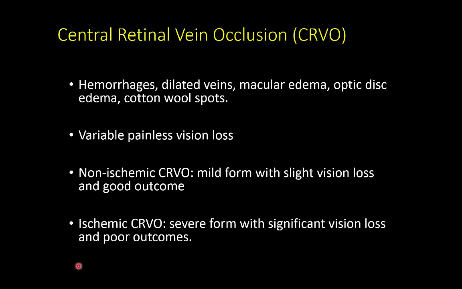You can have different amounts of visual loss. Usually it's painless. This is often differentiated into non-ischemic and ischemic central retinal vein occlusion. In the non-ischemic, often this is a milder form with slight visual loss and may have a good outcome, as opposed to an ischemic central retinal venous occlusion, which results in severe visual loss and often a poor outcome. So let's take a look at one of these.